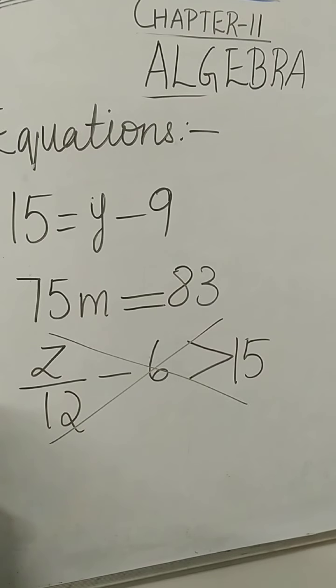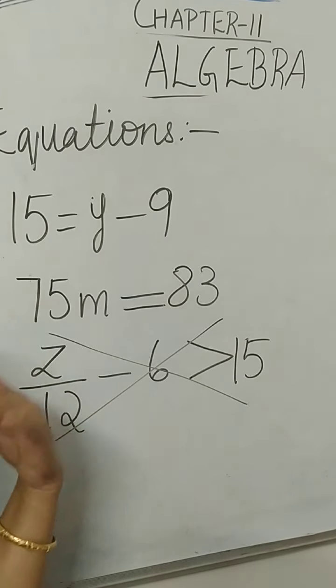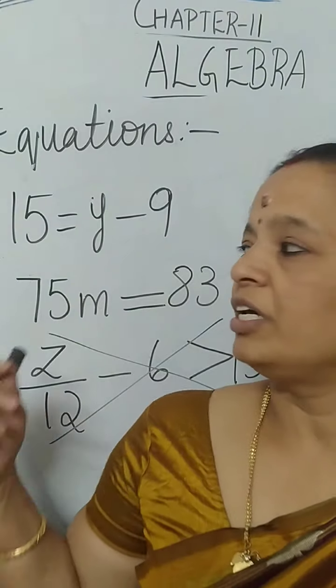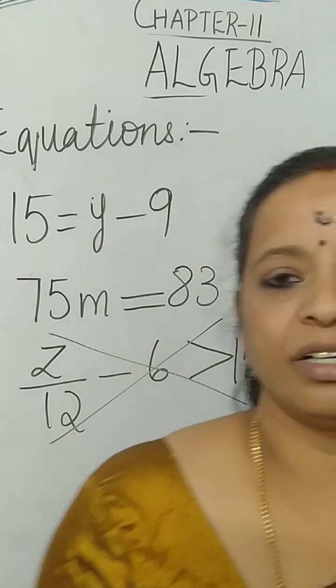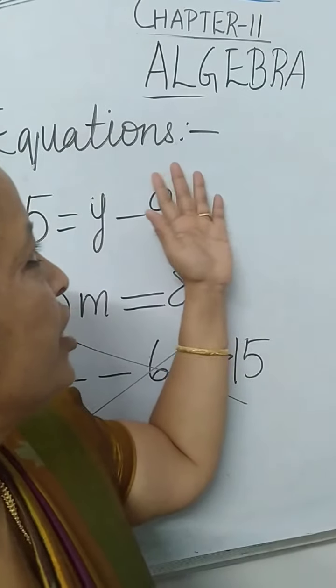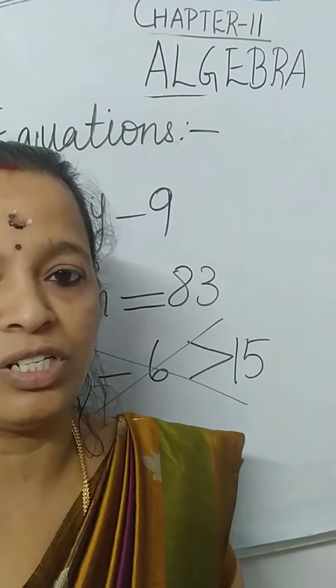This is a smaller chapter. It is just the basics of algebra that is given here. You will learn how to solve these equations in your next class, that is, in your 7th standard. In your 6th standard, you have got only the expressions and the equations. What do you mean by expression? What do you mean by equations?